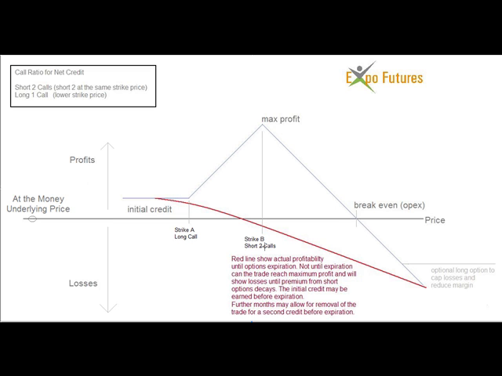So there are different ways to manage this, but I'm just going to introduce how to read the risk profile for a call ratio for a net credit in this video.